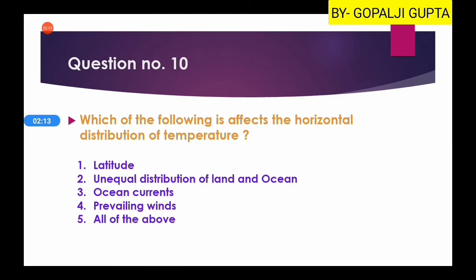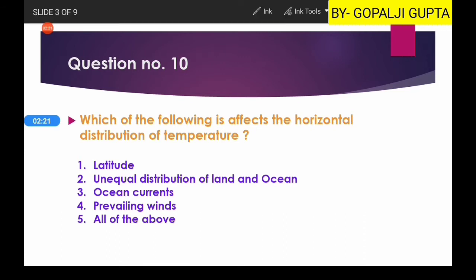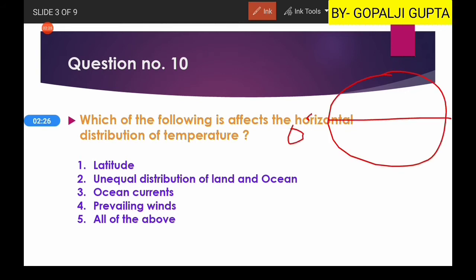Then the next question is, which of the following affects the horizontal distribution of temperature? As you know, all over the globe temperature changes from the equator to the poles. Here is 0 degree latitude, the equator, and 90 degrees, the polar areas. Poles are colder areas, the equatorial or tropical areas are warmer. With the change in latitude, as we move toward the poles, the temperature decreases. So latitude affects the horizontal distribution of temperature.